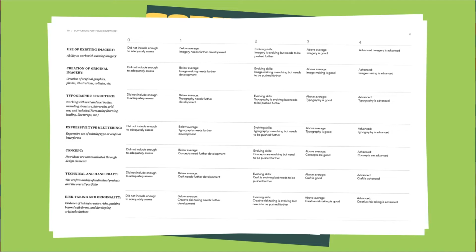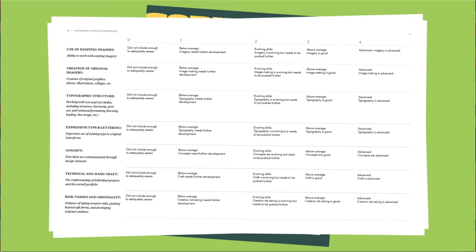That's always been present, but we've never put it on this thing. So we're just making it a little bit more apparent this year. As you look across, you'll notice these are pretty clearly labeled: below average, evolving skills, above average, advanced. And this language shown here is exactly what you will get in your portfolio review evaluation at the very end.